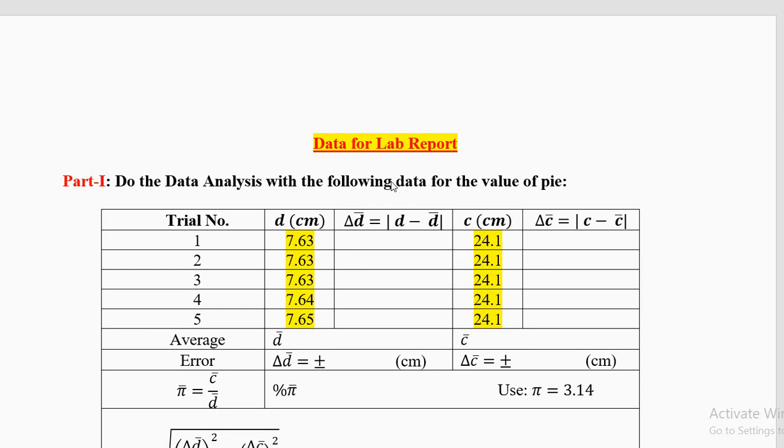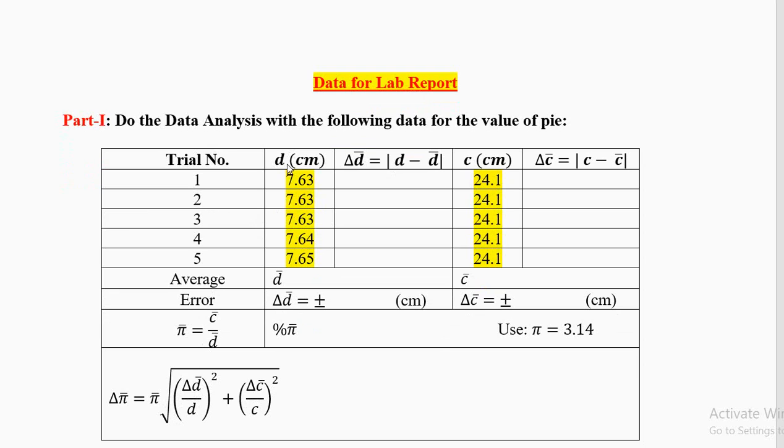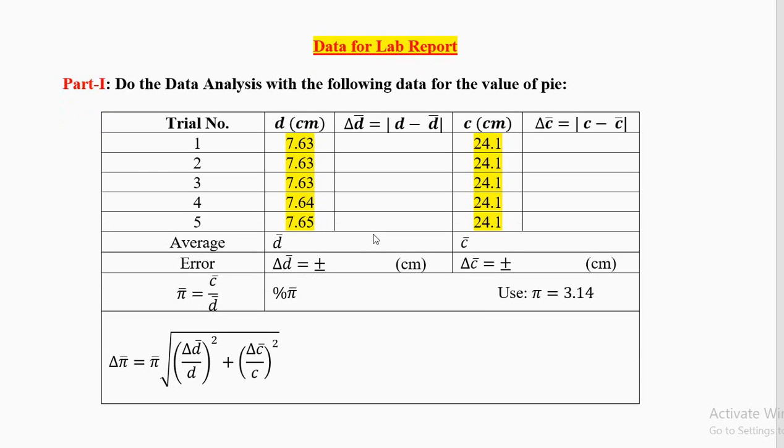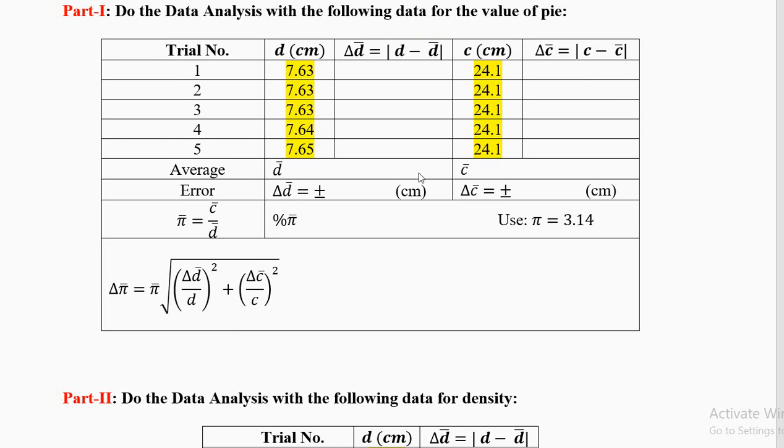Now, what about the lab data? The lab data is given to you here. 5 diameters and 5 circumferences are given. Now you have to calculate the value of pi from this, the way we have done two examples in part 1. So this is your lab data, and you have to fill them with your calculations. Please do the calculations outside the table. The table should look neat the way I have done it.